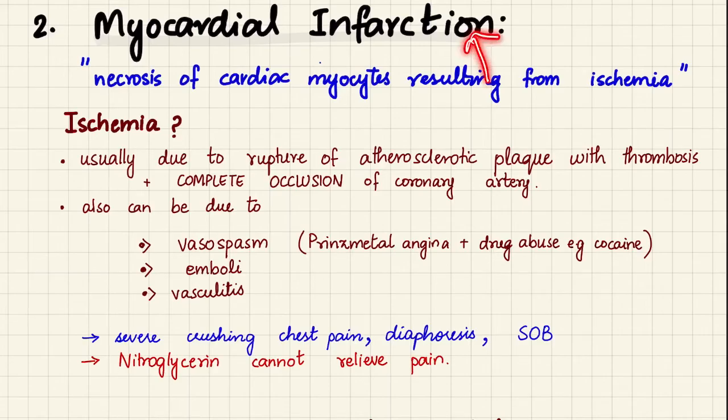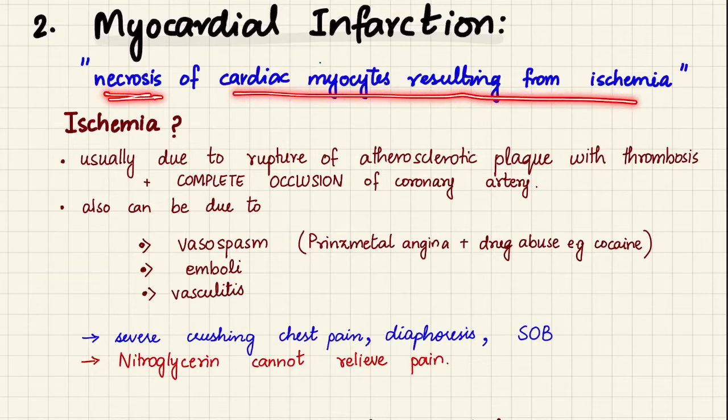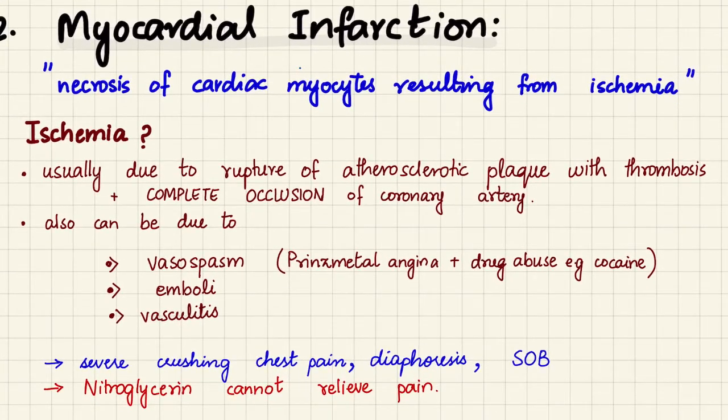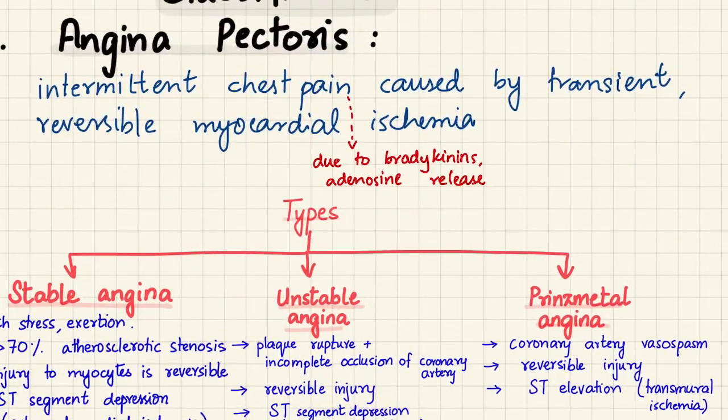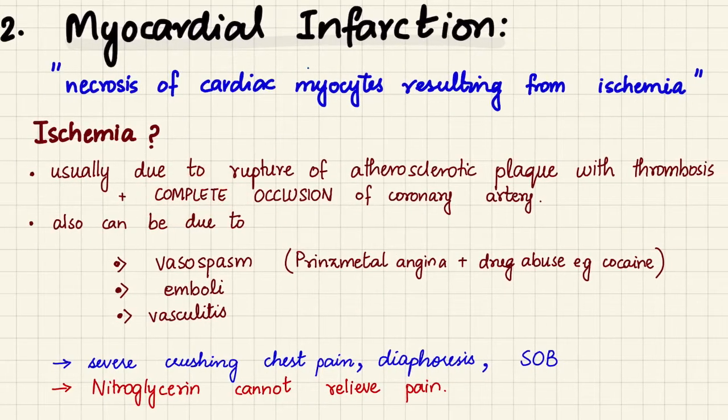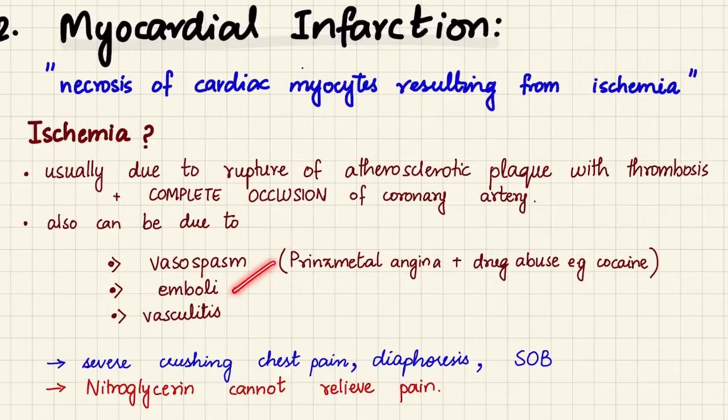Next we have myocardial infarction. Infarction means death of the tissue. So what happens is that in this case we have necrosis of the cardiac myocytes resulting from ischemia. So the damage is so large and evident that we have necrosis of the cardiac myocytes. So why does the ischemia occur? Just as we have discussed previously, due to rupture of an atherosclerotic plaque with thrombosis and complete occlusion of a coronary artery. So you can see that we had incomplete occlusion here and then complete occlusion here. It can also be due to vasospasm, emboli, and vasculitis.